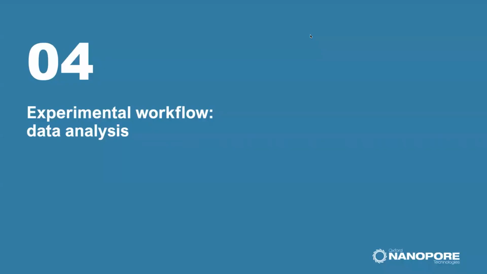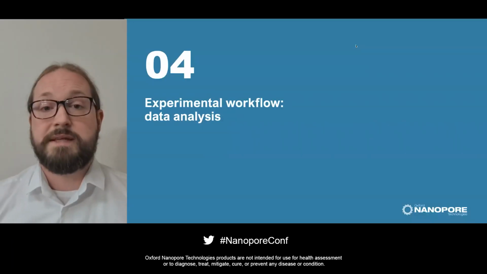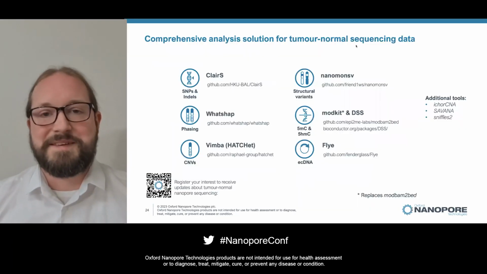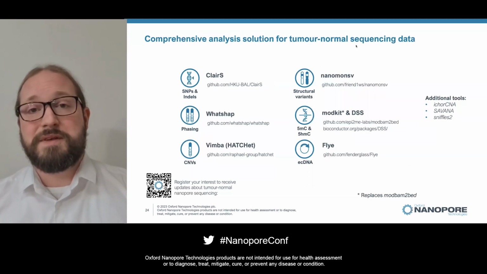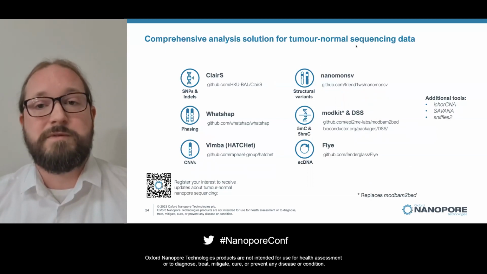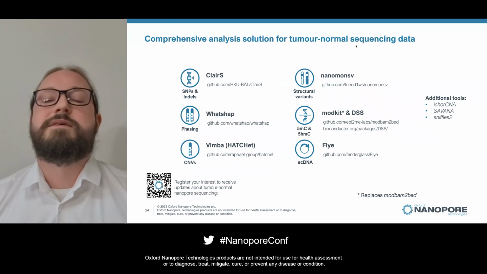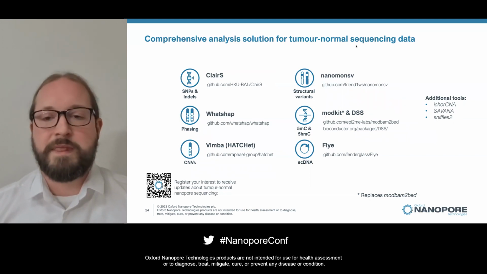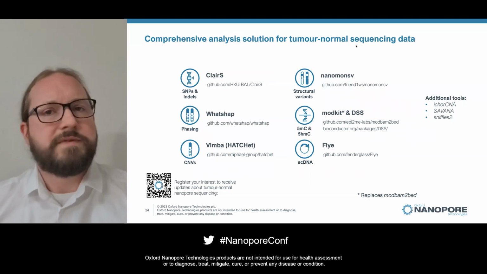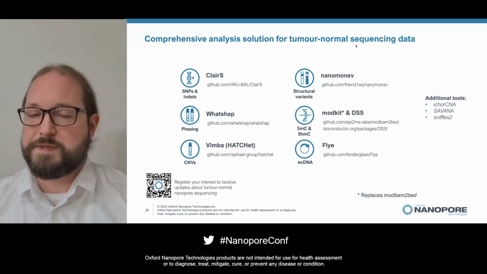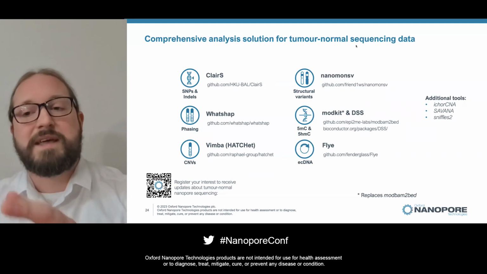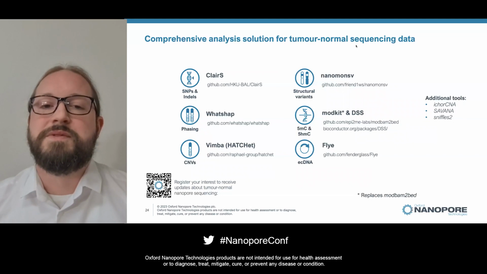Let's say sequencing is done, we chose our PromethION, we ran our samples, we got the data. What's next? Well, obviously data analysis. So by now there's a wide range of tools available for tumour-normal analysis and somatic variant calling in tumour-normal samples. I've put here a couple of tools that we have used for our analysis just as a starting point, and a few honorable mentions, if you will, on the side.